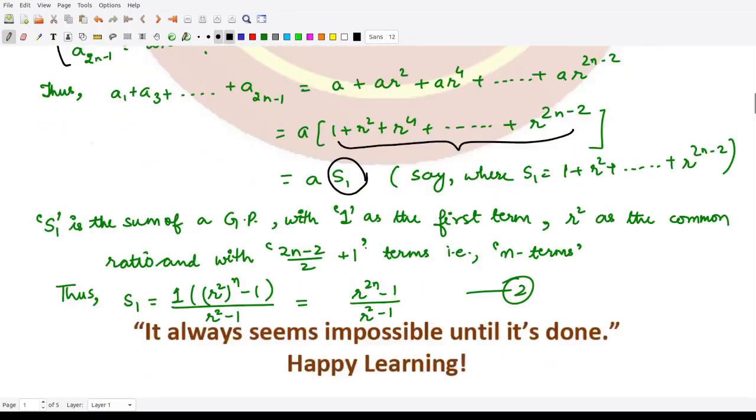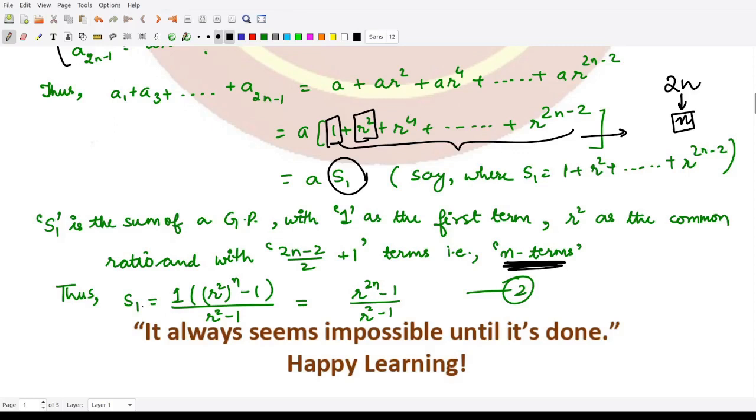Now if you notice, this also forms a geometric series, right? S1 forms a geometric series where our first term is 1 and the common ratio is r square, because r square divided by 1 is your common ratio, which is r square, right? And how many terms are there in total? In total we have 2n terms. Now we have clearly taken half of it, because we have taken the terms which are placed at odd positions, so they are n in number, correct? So in total we have n terms, right?